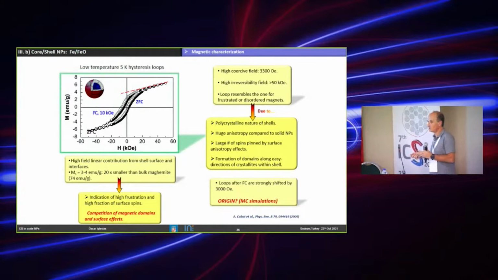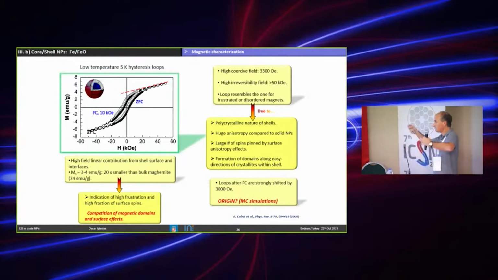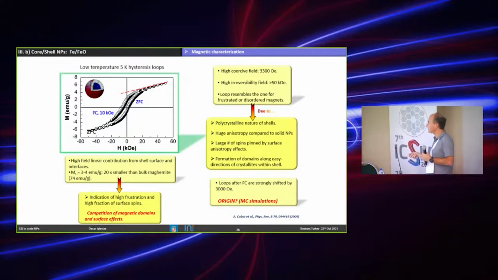This is an indication that, as I told you before, the hollows are not monocrystalline. Due to this vacancy migration process, they have several crystallites with different orientation, and these are responsible for this high frustration and high fraction of surface spins that they have. And the competition between the magnetic domains trying to form in each crystallite, and the surface effects gives rise to this peculiar magnetic behavior, right?